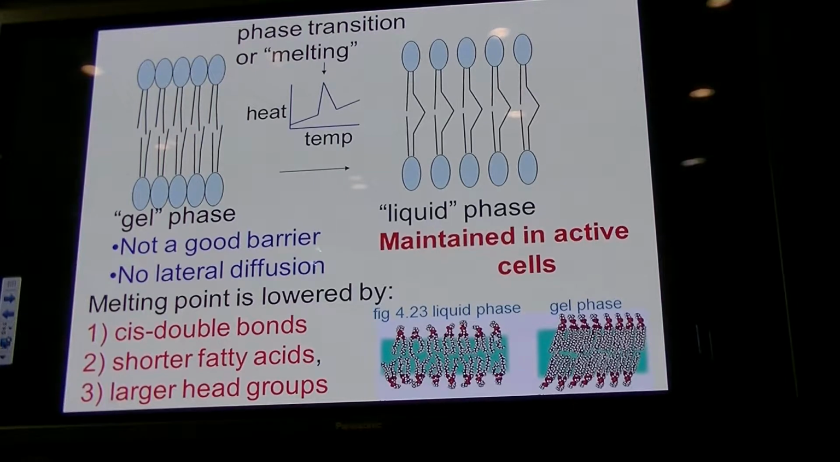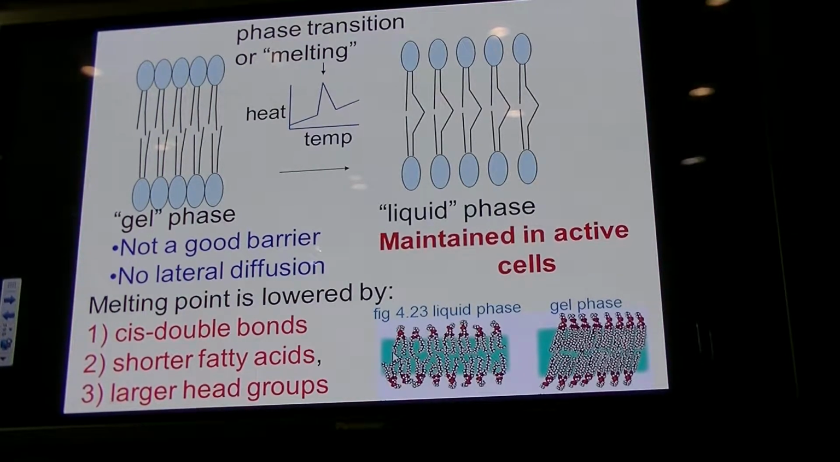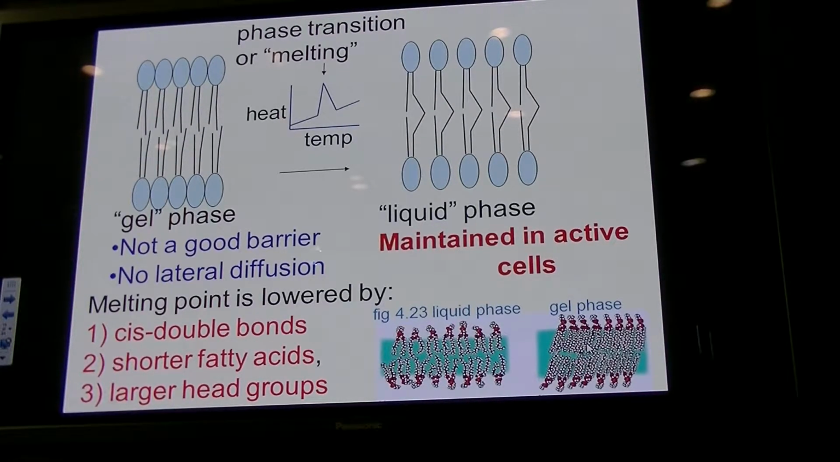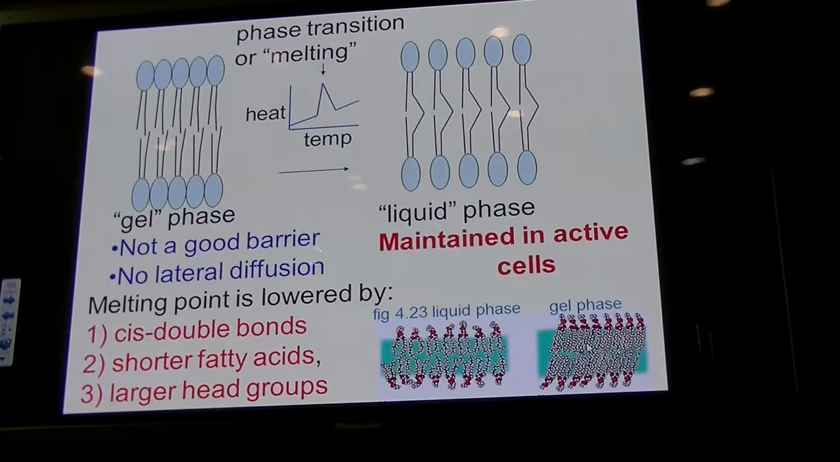Here we have the liquid phase, where the fatty acids are a little bit removed from each other. There's motion in those fatty acids. There's a lot of molecular motion. And in the gel phase, there still is molecular motion, but it's much less. And the van der Waals interactions between the fatty acids are strong.